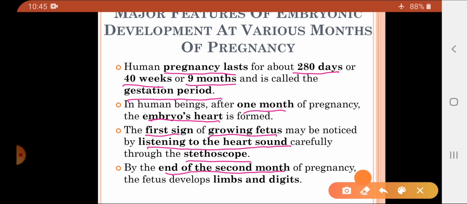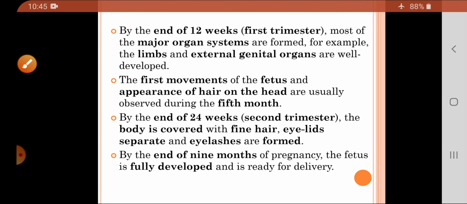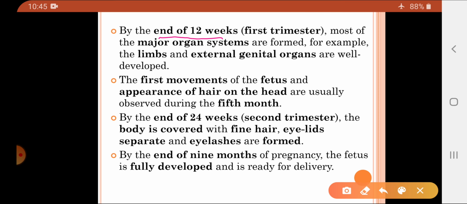By the end of the 2nd month of the pregnancy, limbs and digits are formed. Digits are the fingers and toes. Now by the end of the first trimester, major organ systems are formed, like well developed limbs, external genital organs, etc. The first movements of the fetus and the appearance of hair on the head are observed during the 5th month. So during the 5th month, the fetus movement can be observed and even the head gets covered with hair.